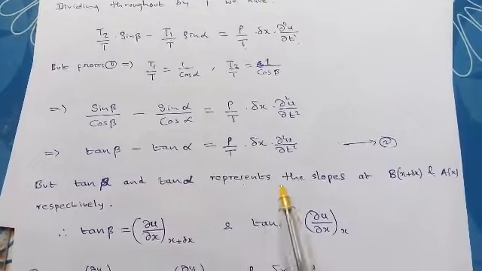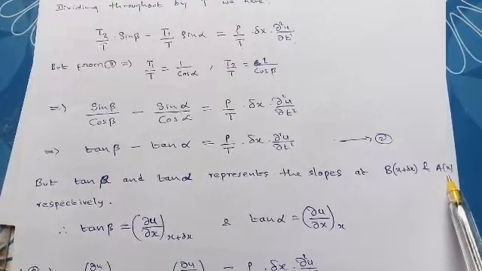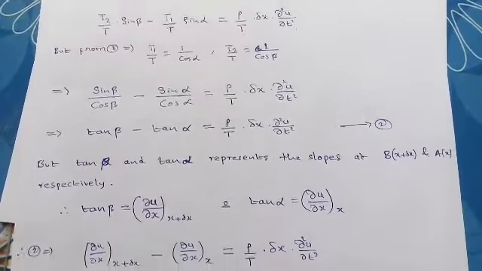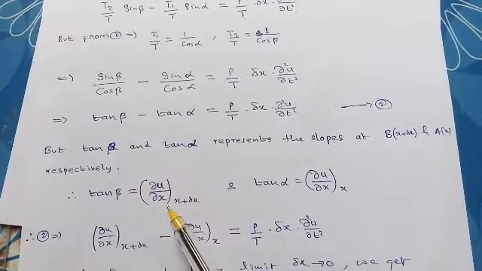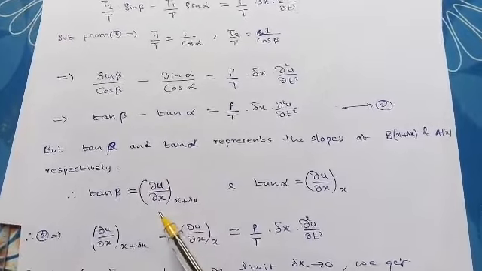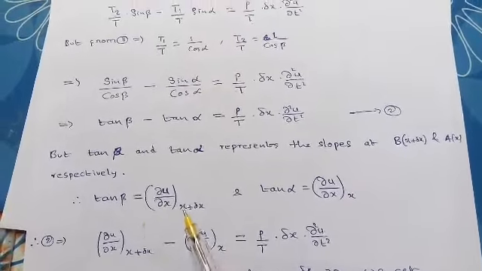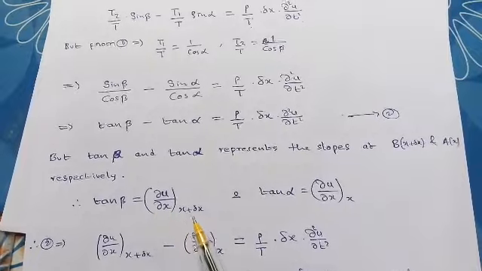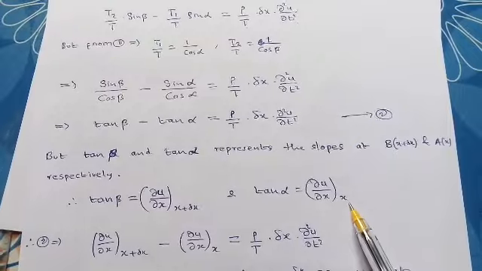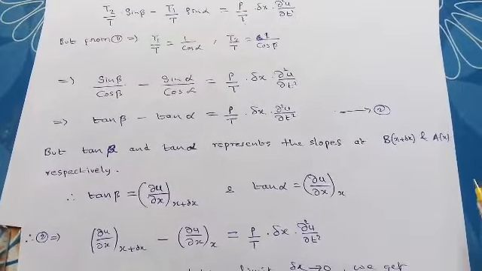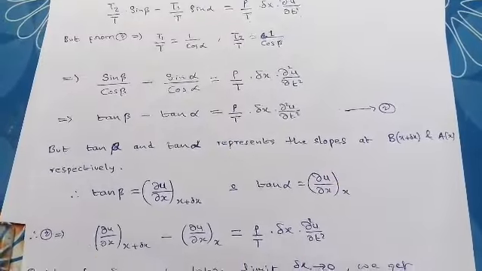But tan beta and tan alpha represent the slopes at the points B and A respectively. We know that slope is the derivative with respect to x, the rate of change at that point, so the first derivative. So tan beta equals dou u by dou x at the point x plus delta x, and tan alpha is dou u by dou x at the point x. Similarly to slope equals dy by dx, here the function is u and the variable is x.